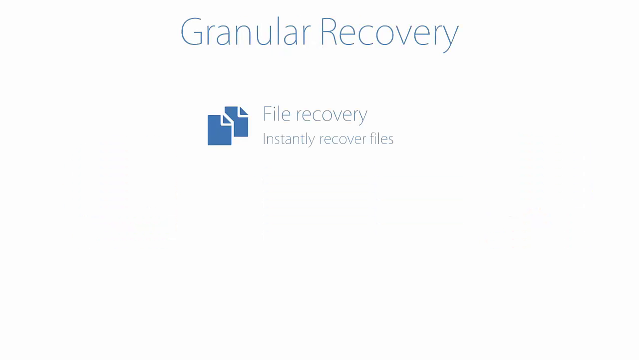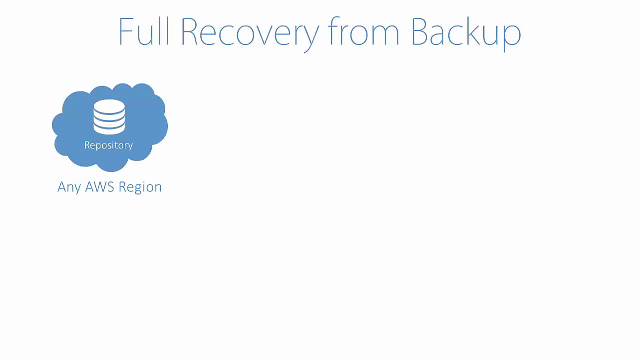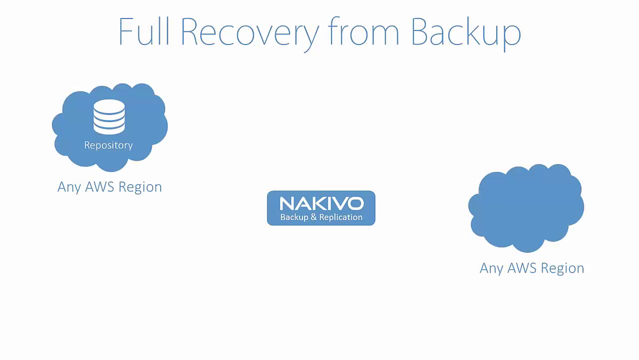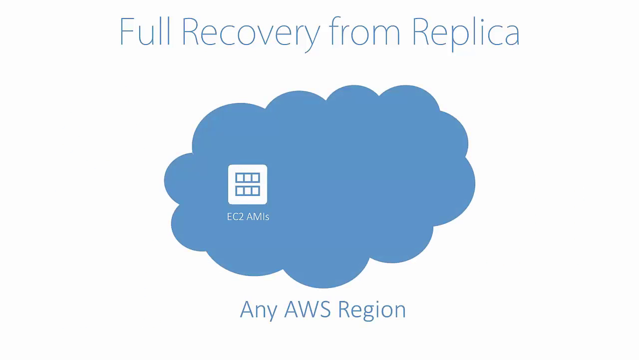Granular recovery. You can recover individual files from the backup, you can retrieve individual Exchange emails and Active Directory objects. As for the full recovery from backup, you can recover into the AWS region as EC2 instances, either from AWS-based backup repository or from your home/office repository. Full recovery from replica is even easier. You have a bunch of AMIs, which you can just launch and start using your instances. Alternatively, you can use NAKIVO console to launch your AMIs. Let's start with the demo.